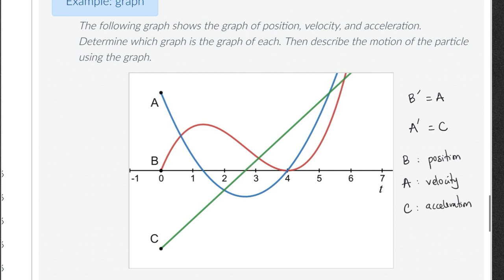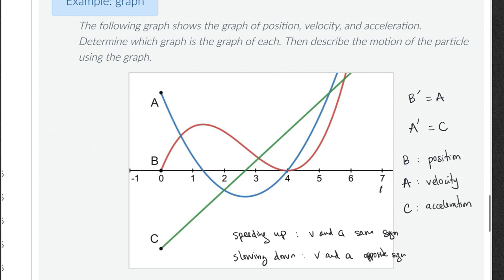To determine where the particle is speeding up or slowing down: the particle is speeding up when the velocity and the acceleration have the same sign, whether positive or negative. The particle is slowing down when the velocity and the acceleration have the opposite sign. So we will focus on the graph of the acceleration and the velocity only, the blue and the green graph.